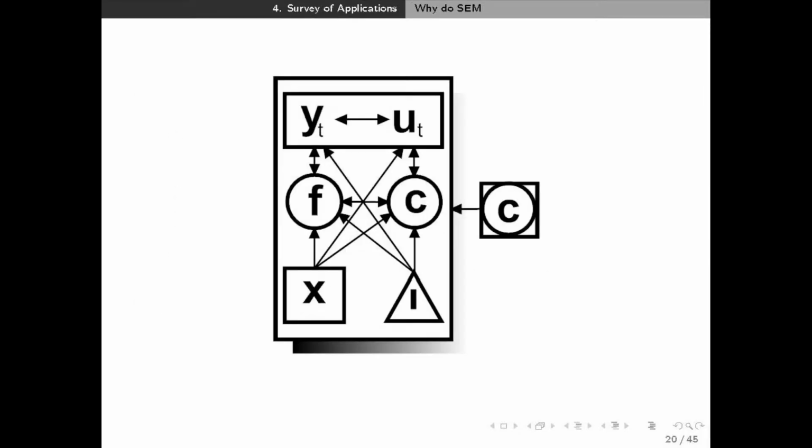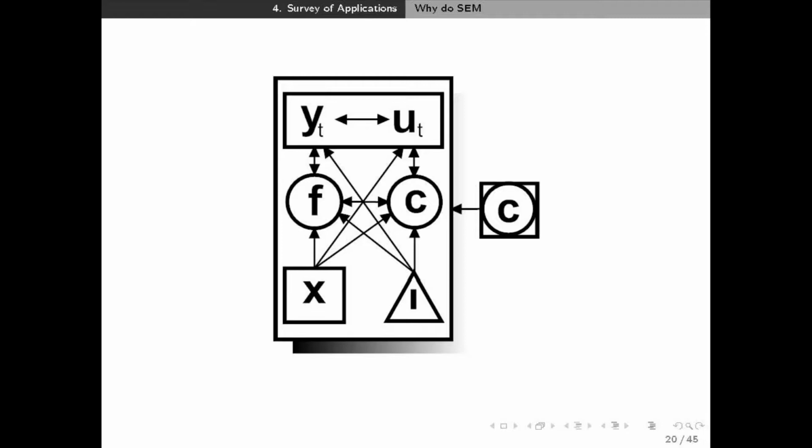Okay, so here's my cartoon of the longitudinal data analysis modeling framework. We're going to be talking about observed variables, and those are going to be enclosed in squares. So I've got y's and u's. Y's I'm going to use to represent observed continuous dependent variables. U's would be observed categorical dependent variables. X's are going to be observed background variables, covariates, predictor variables.